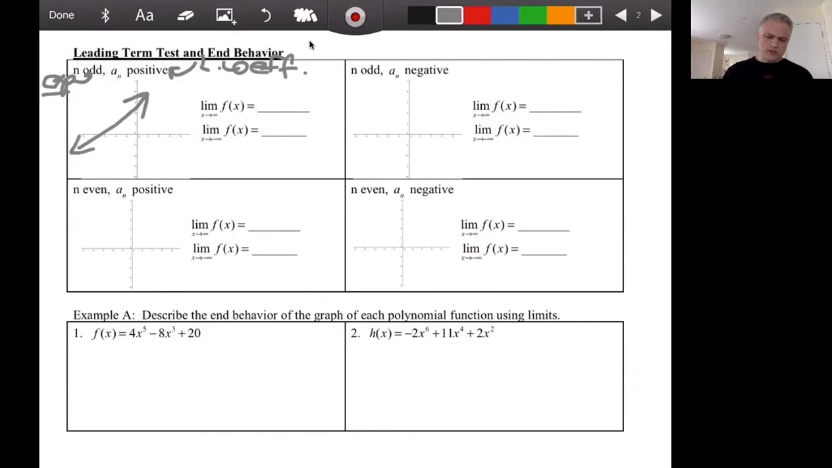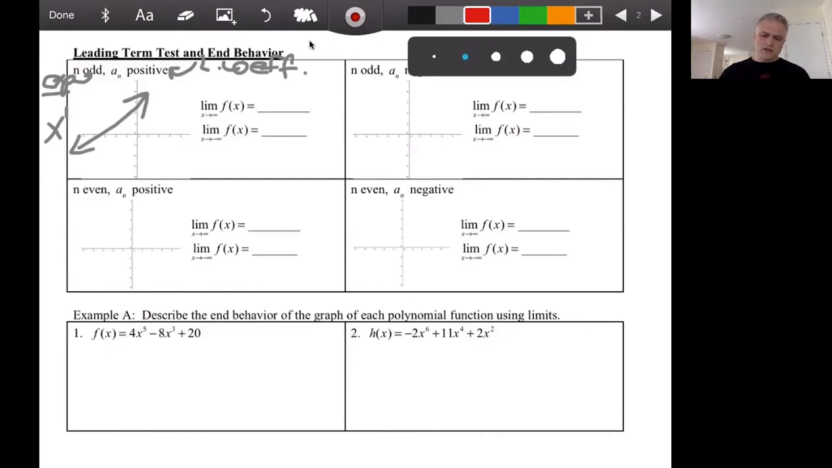This is what y equals x looks like. X to the first looks like this. All right. So what they want you to think about is this: the end behavior. The end behavior.